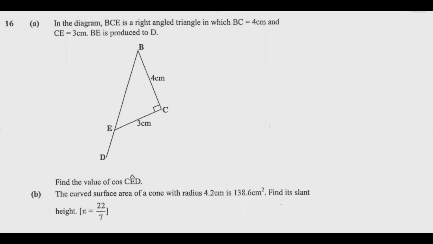So let us look at question 16. In the diagram, BCE is a right angled triangle in which BC equals 4 cm and CE equals 3 cm. BE is produced to D. Find the value of cos CED. So we're looking for cos CED. You see this angle, that's the angle that we are looking for.